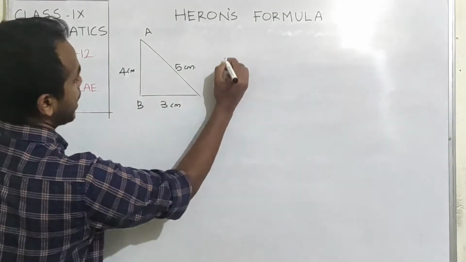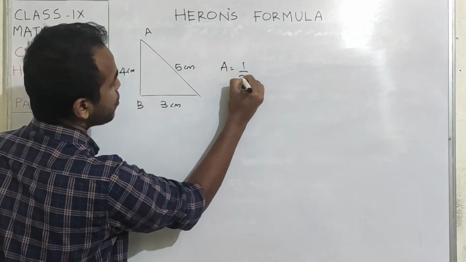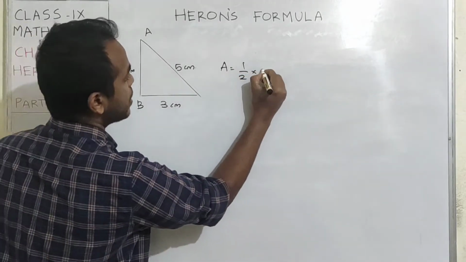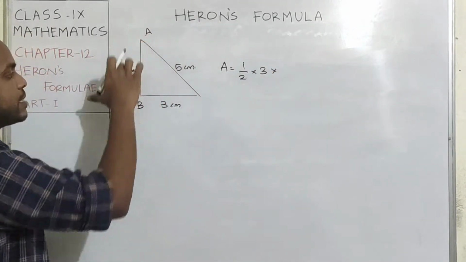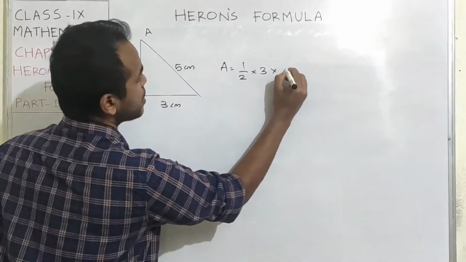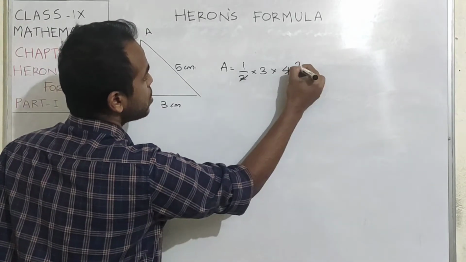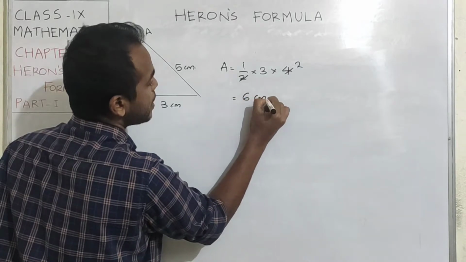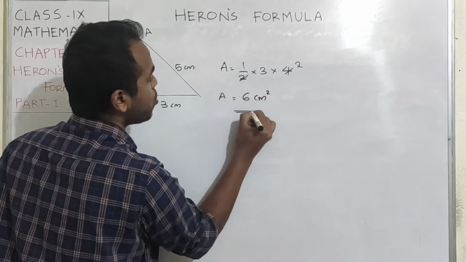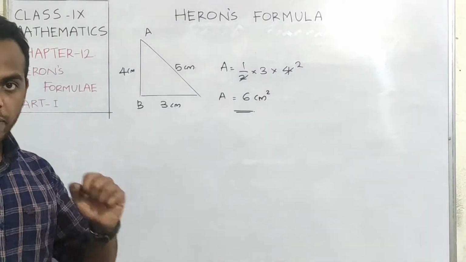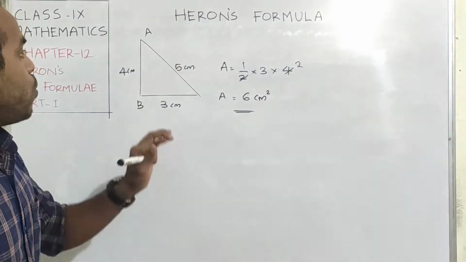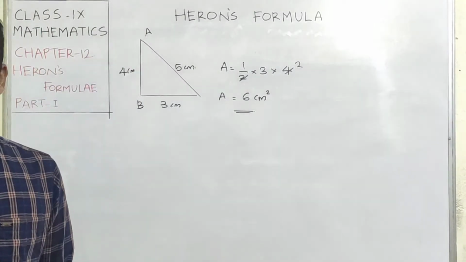We can immediately write area is equal to half into, what is the base? Base is 3 times the height. Height, or the altitude, is clearly 4 centimeters. So we can cancel these two. You will get the area as 6 centimeter square. This is more or less a straightforward question. But my question is, what if the height is not given to you?